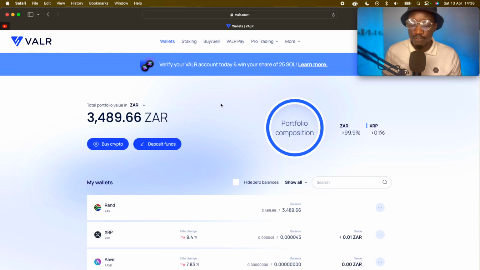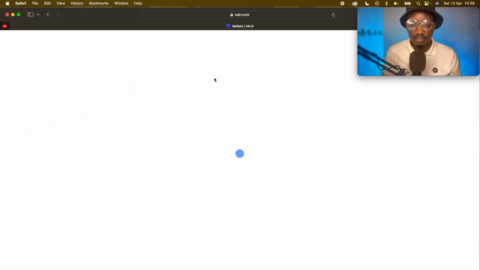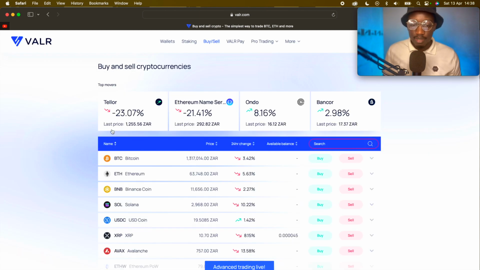Once you fund your Valr account, you have two options right here. You can either use this tab where it's written buy and sell, and this is a simple tab. But if you use this tab, you're going to have to pay fees because you're going to be taking from the market. You're going to be a taker. So if you're a taker, you pay some amount for transaction fees, and it's kind of expensive.